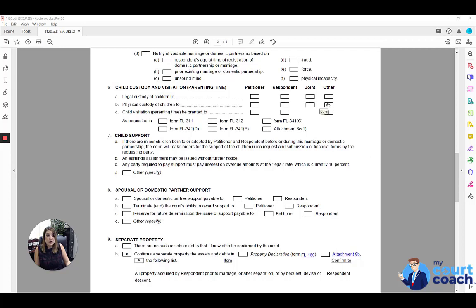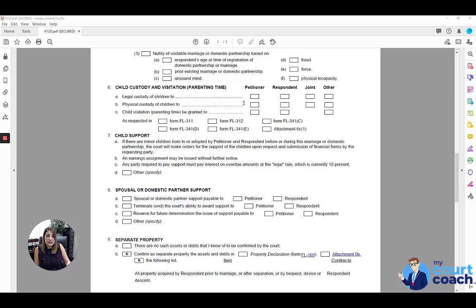So if you want sole custody, don't mark joint custody, because the court will not consider sole custody where joint custody is marked. So as far as legal custody goes, that's going to be pertaining to the health, safety, education, and welfare of the children. If you want sole decision-making power over that, mark respondent. If you want the other party to have that decision-making ability, mark petitioner. And if you want to share in that, which is probably the most common, you would mark joint.